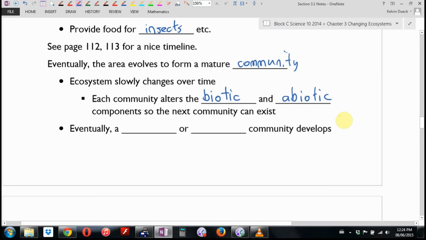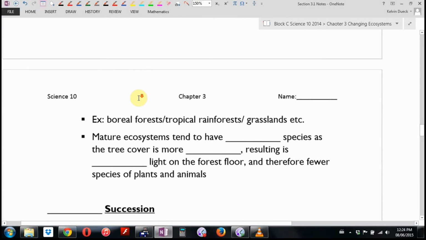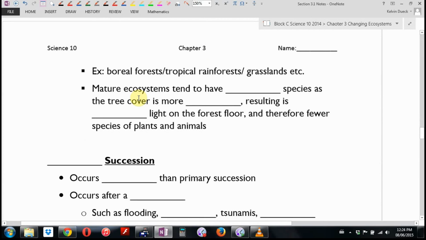Eventually, a mature community, or there's another fancy word for that, a climax community, develops. The end of the story, so to speak. So, examples of that would be boreal forests, tropical rainforests, grasslands, etc.